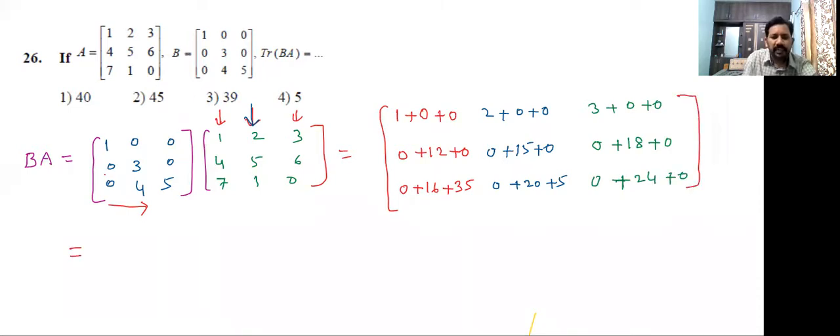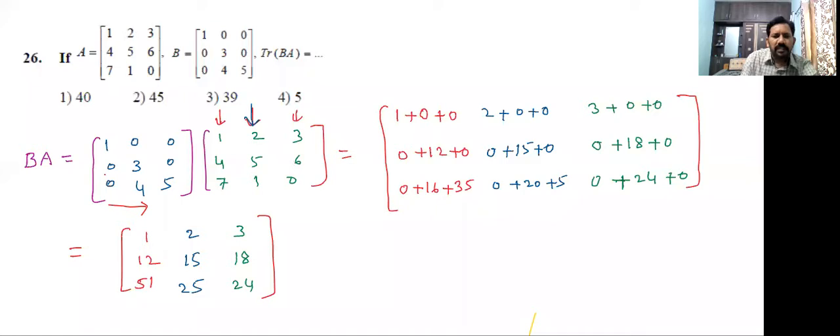Now total calculate this. How much do we get? Tell me, students. First column: 1, 12, 40, 51. This is 51. Second column: 2, 15, 25. Third column, see that: 3, 18, 24, 24. These are the BA matrices.